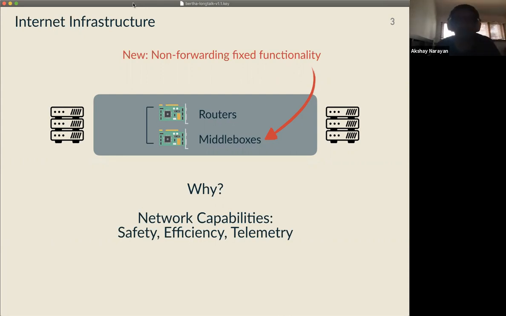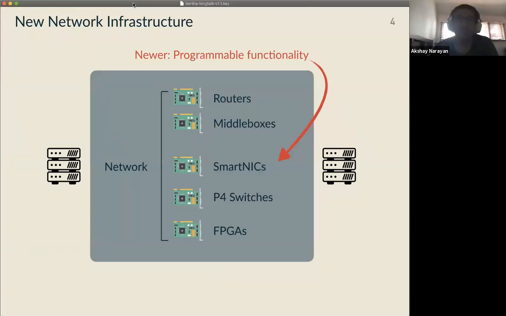But moving a bit forward in history, our network operators added new functionality into the network for various reasons. The slide says safety, efficiency, and telemetry. But beyond that, there's all kinds of stuff that network operators put boxes into the network to do that aren't strictly necessary to fulfill this best effort end-to-end packet delivery semantics and API. So, of course, people eventually wanted more flexible functionality, and they put fancy new devices into the network more recently to perform these network functions.